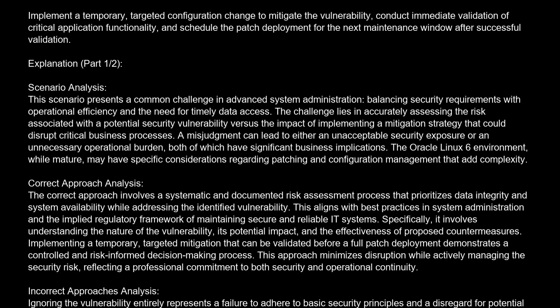Correct answer is C. Implement a temporary, targeted configuration change to mitigate the vulnerability, conduct immediate validation of critical application functionality, and schedule the patch deployment for the next maintenance window after successful validation. Explanation. Scenario analysis. This scenario presents a common challenge in advanced system administration, balancing security requirements with operational efficiency and the need for timely data access.